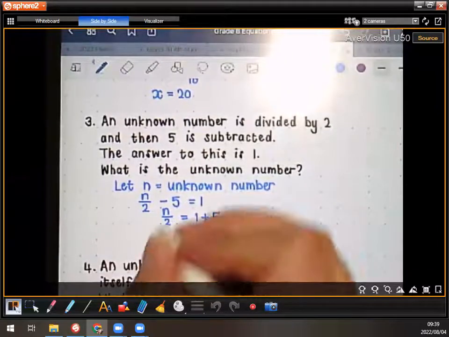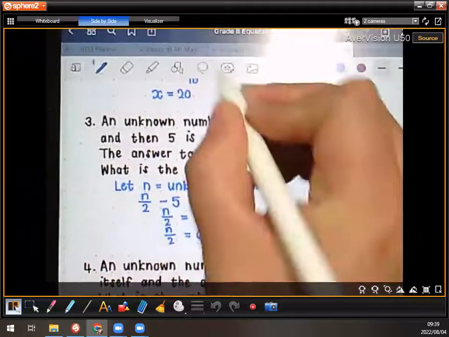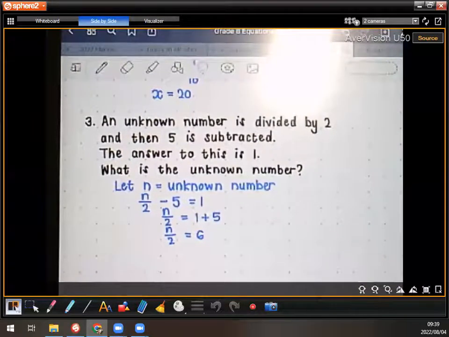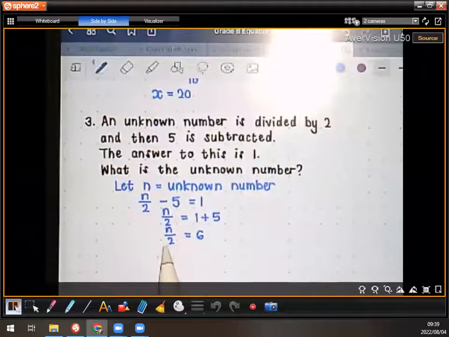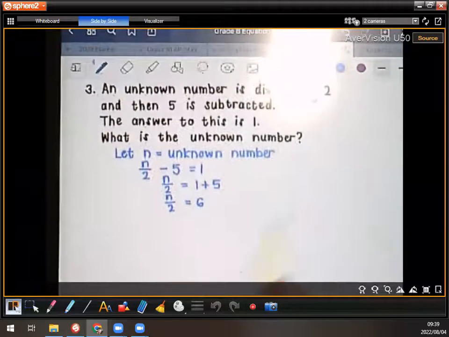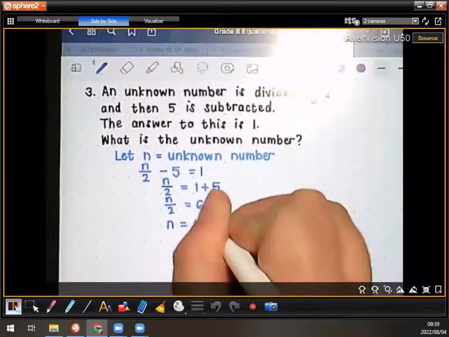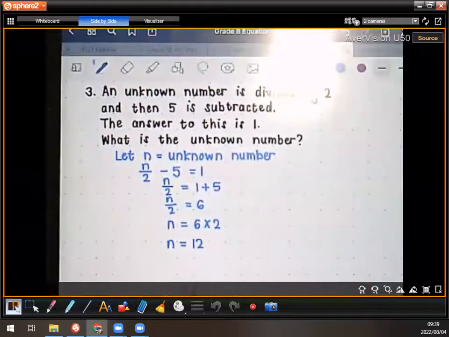So that's 6, right? So n over 2 is equal to 6. Let me just move this down here. And now, what is the opposite of dividing by 2? Times 2. So now we're going to say n is equal to 6 times 2, which is 12.